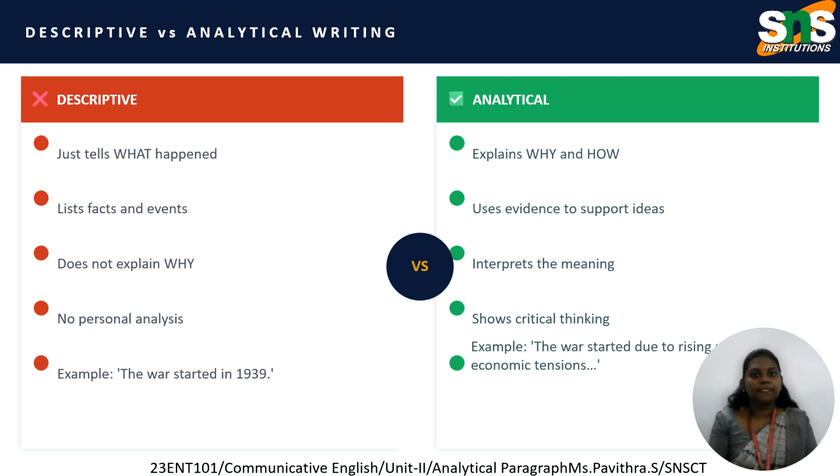For example, the war started in 1939. That's a fact. It's true, but it's not analysis. Now, compare that to analytical writing. The war started due to rising nationalism and economic tensions. See the difference? Analytical writing explains why and how. It uses evidence to support ideas, interprets meanings, and shows critical thinking. So here is your golden rule. If your sentence only answers what happened, rewrite it to answer why or so what.